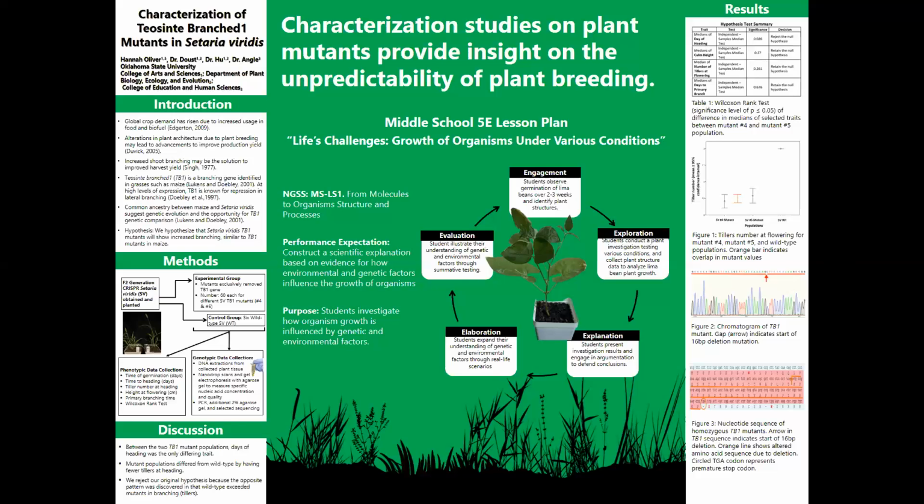Additionally, we created a middle school science lesson plan following NGSS middle school life science standards. Following the 5E model of engage, explore, explain, elaborate, evaluate, in this lesson, students learn through investigation how organism growth is influenced by both environmental and genetic factors using lima bean plants.